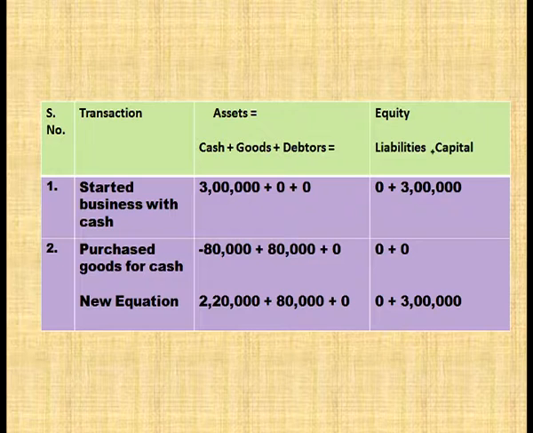Second transaction, purchase goods for cash. Goods are coming inside the business, so in the goods column, added 80,000. When goods are purchased, cash is going from the business, so in the cash column, deducted 80,000. The new accounting equation will be: cash balance 2,20,000 plus goods balance 80,000 equals liability 0 plus capital balance 3 lakh.